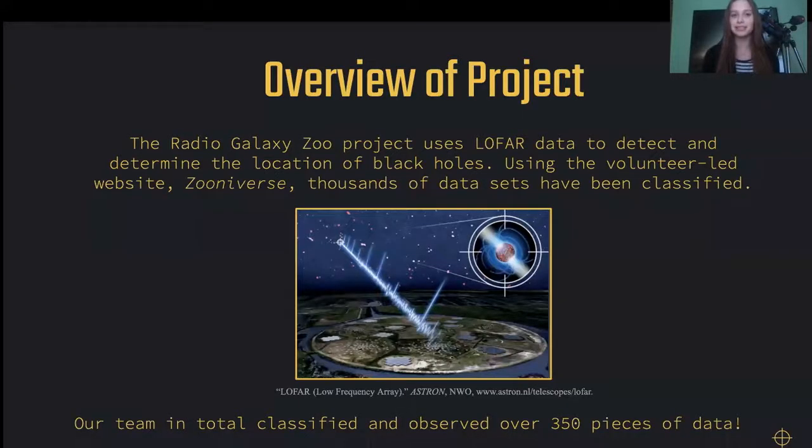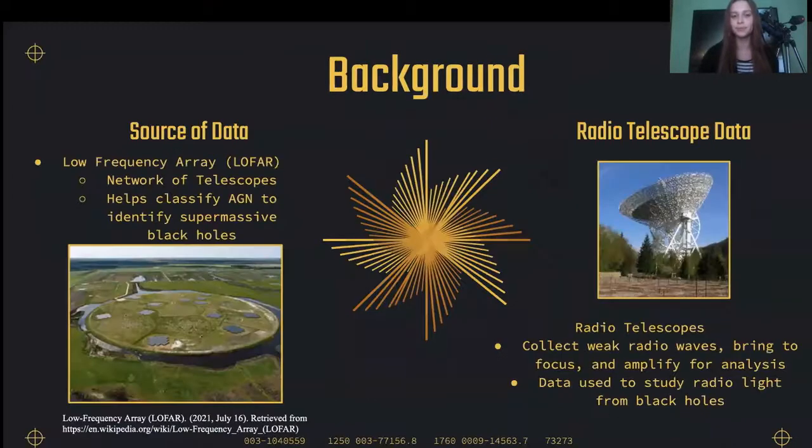The Radio Galaxy Zoo LOFAR project focuses on the Low Frequency Array telescope image data to classify and detect active galactic nuclei. This project uses a volunteer-led website to efficiently classify thousands of datasets. Our team alone has classified over 350 datasets, which exceeds our goal of 150.